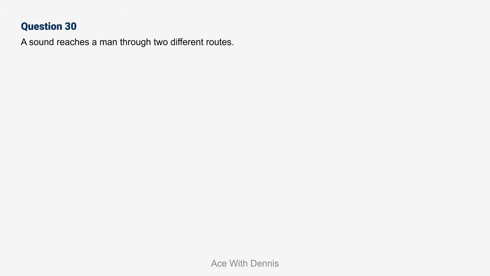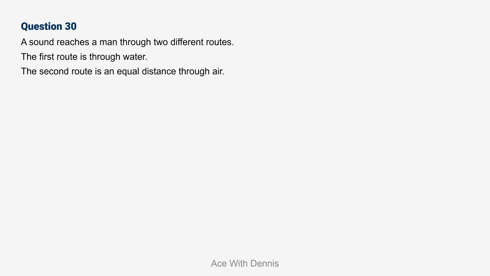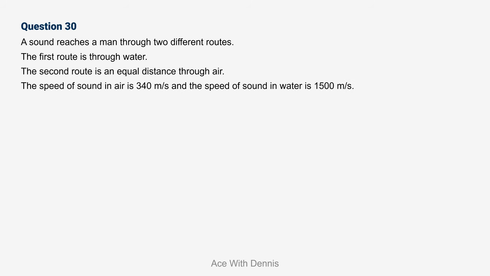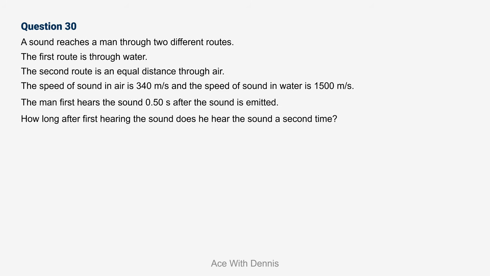Question 30. A sound reaches a man through two different routes. The first route is through water. The second route is an equal distance through air. The speed of sound in the air is 340 meters per second, and the speed of sound in water is 1500 meters per second. The man first hears the sound 0.50 seconds after the sound is emitted. How long after first hearing the sound does he hear the sound a second time?